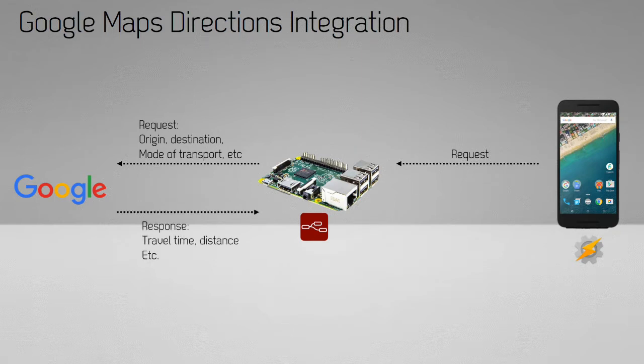The information will be returned by Google. Again, it can be one or many. And then finally, this is compiled by Node-RED, and the data is sent back to the phone. In my case, it's going to be a simple text, which the phone can then speak out using text-to-speech.